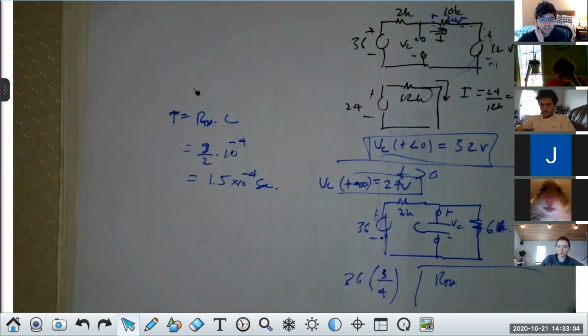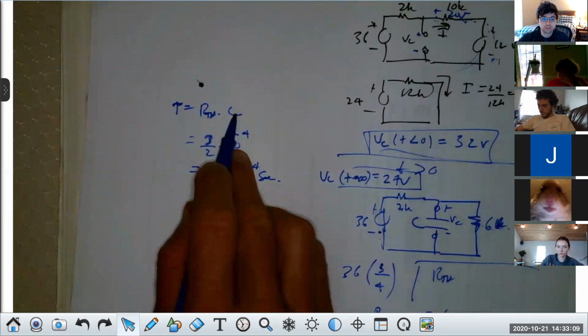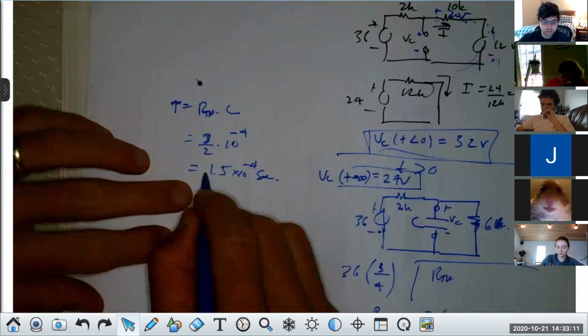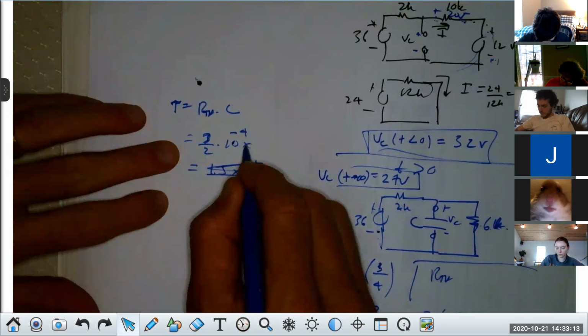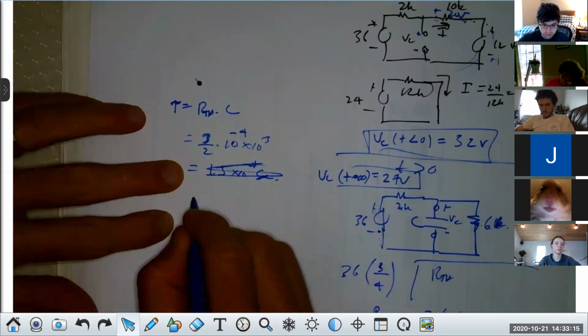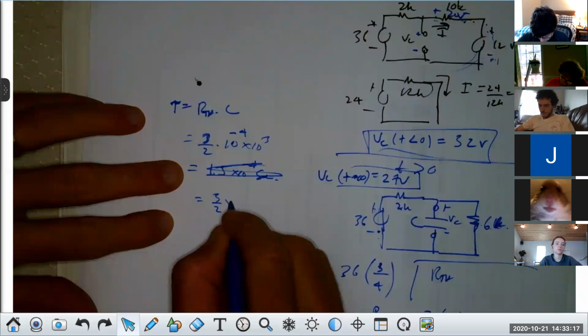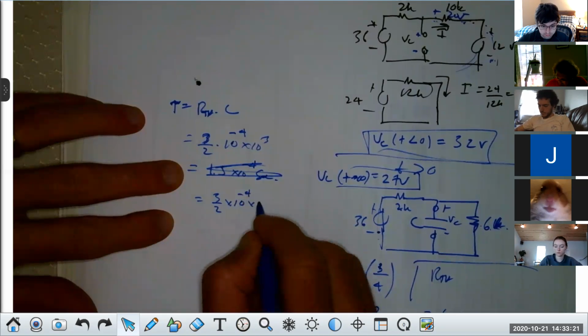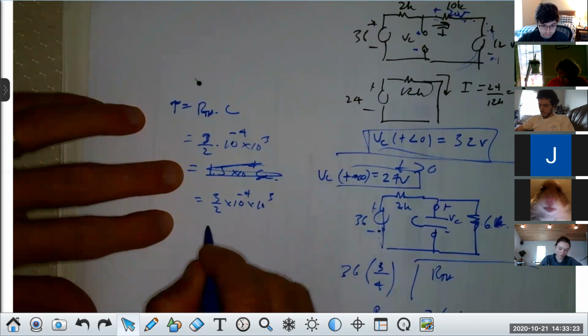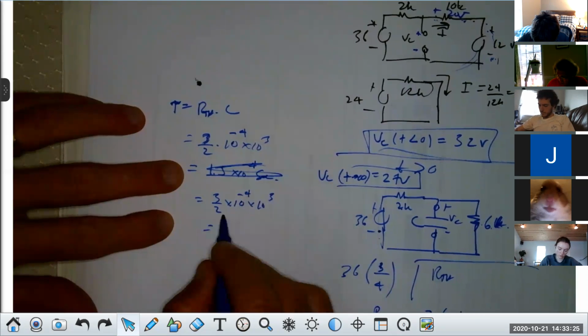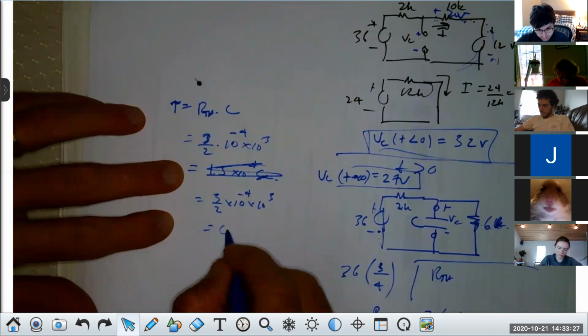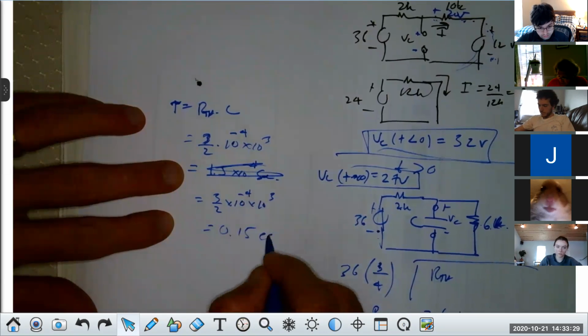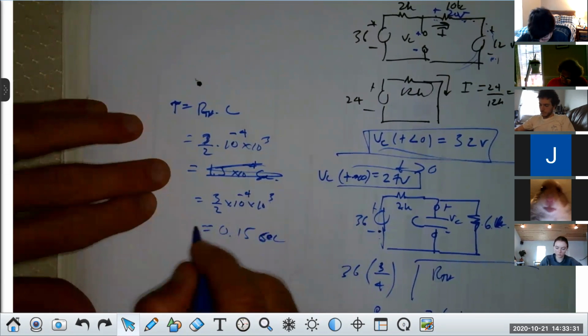So where does the K go? It's K ohms, so I'm sorry, times 10 to the 3rd. So it's going to be 3 halves times 10 to the minus 4th, because I forgot the K, times 10 to the 3rd. And that would be 1.5 times 10 to the minus 1, or 0.15 seconds. Thank you very much. And that would be tau.